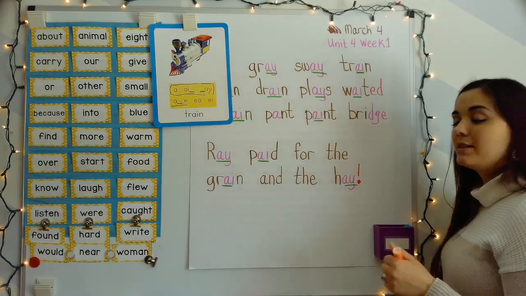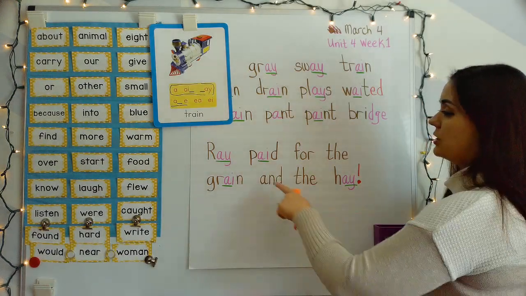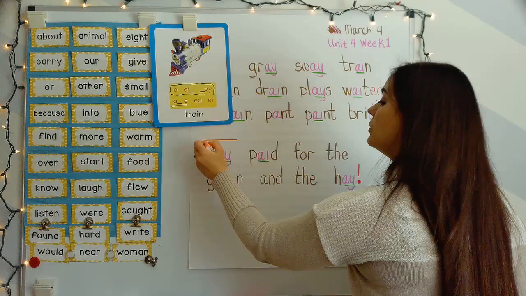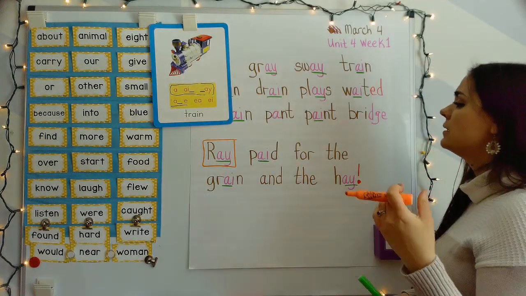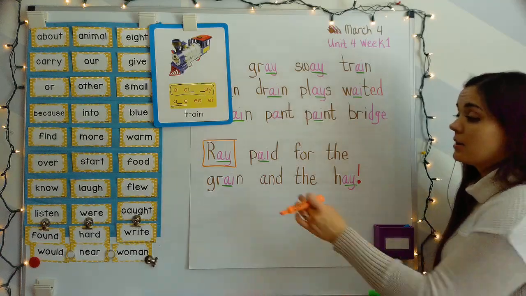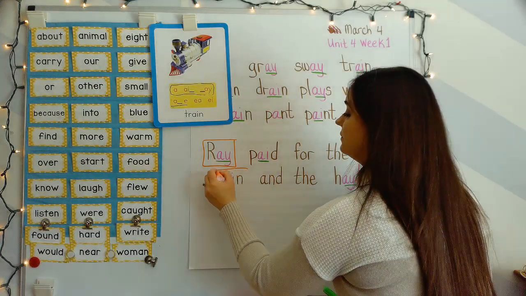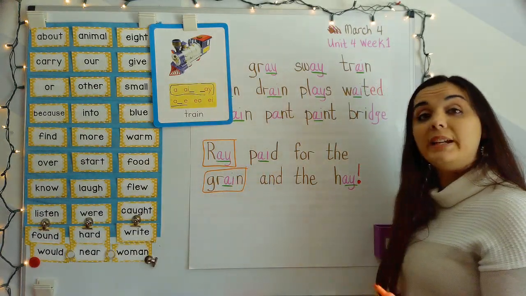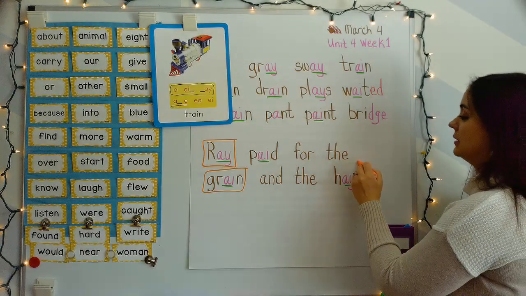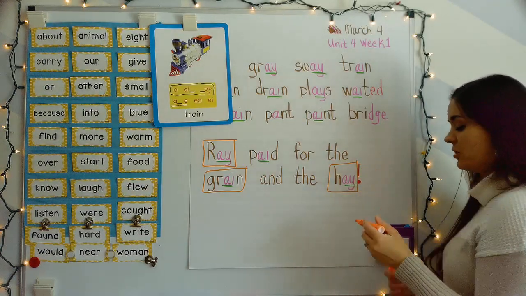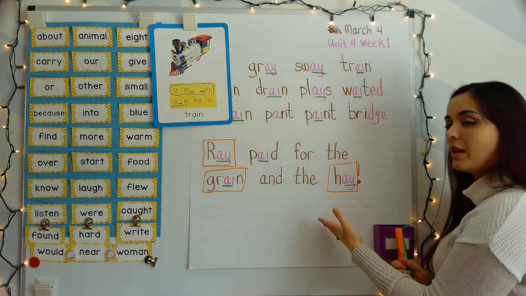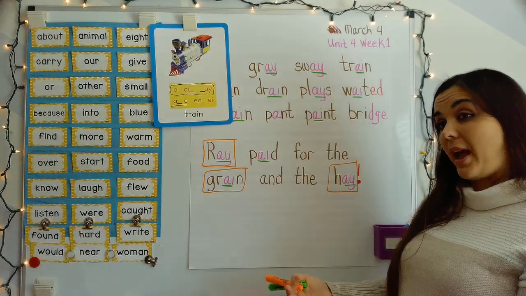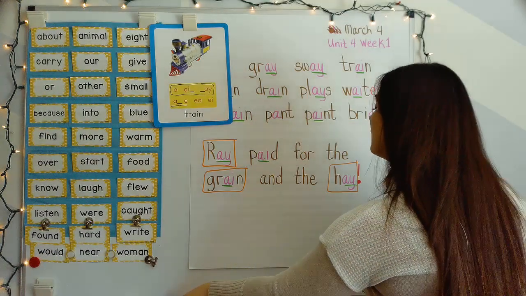So we know a noun is a person, a place, or a thing. So let's go, Ray. We know Ray is a noun because Ray is a person. Okay, and then something else that you could touch in our sentence, grain. So it's like the wheat. And hay, also something you could touch. So yeah, if you ever go to the pumpkin patch or something, there's probably a lot of hay. Might be big hay bales that you sit on.